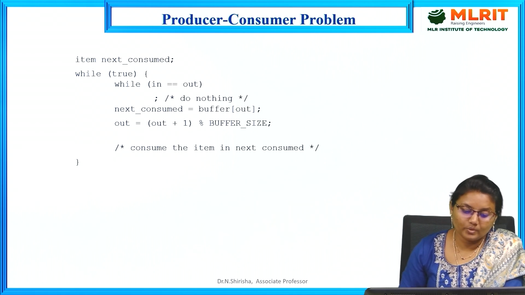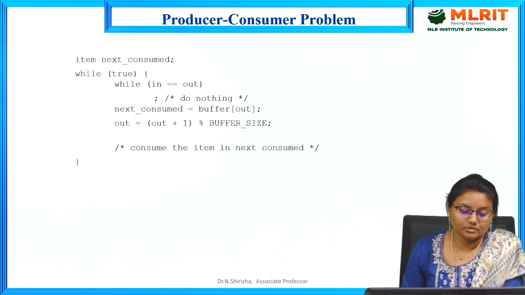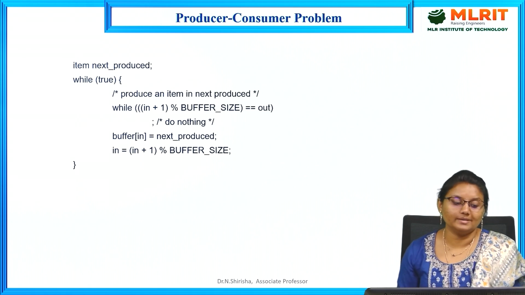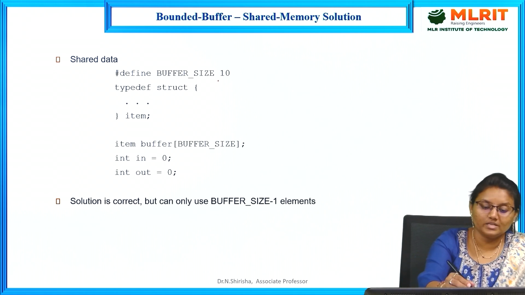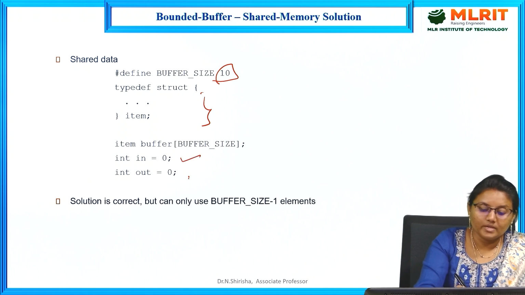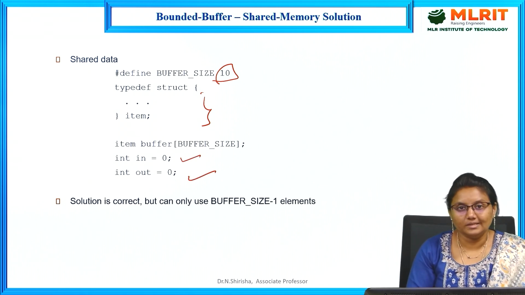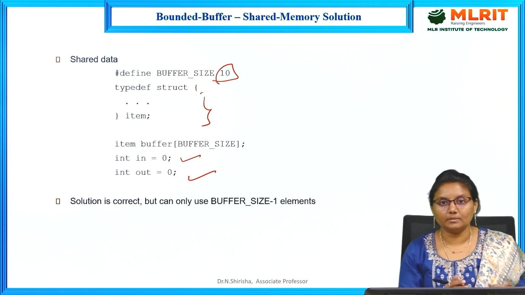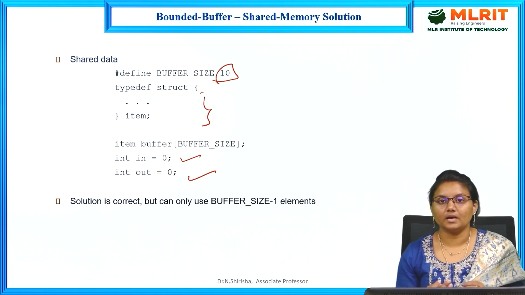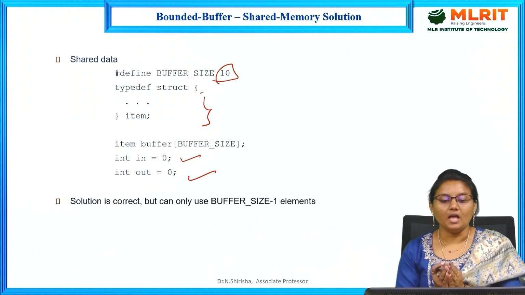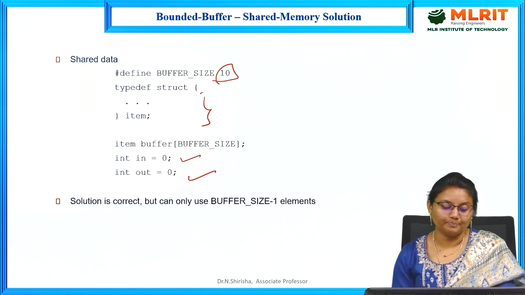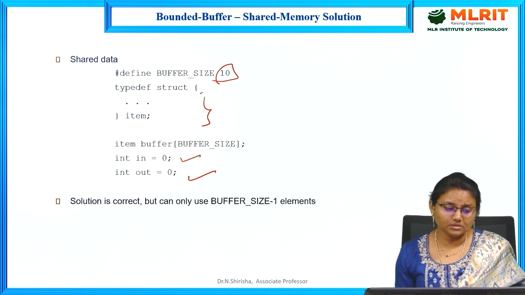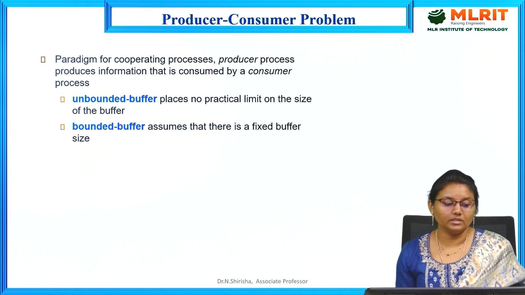This code is very important for how the producer can produce items and the consumer can consume items, for which you need shared data. The data that should be shared is the buffer size and the structure where you can produce the items, and the 2 variables in and out, which are initially initialized to 0. Therefore it increments to the next buffer location where items can be produced, and from where the consumer can consume from the same.